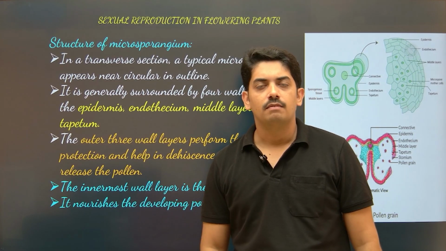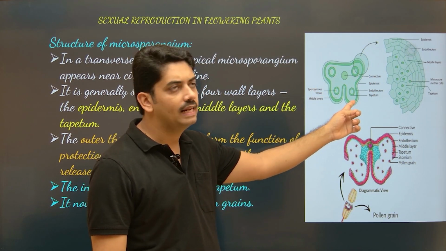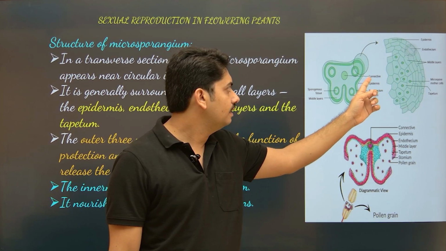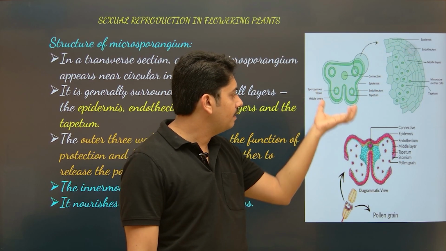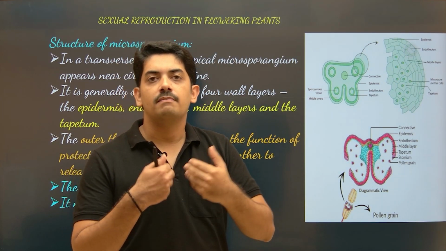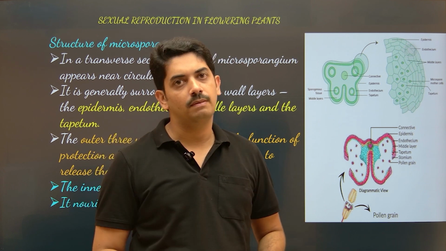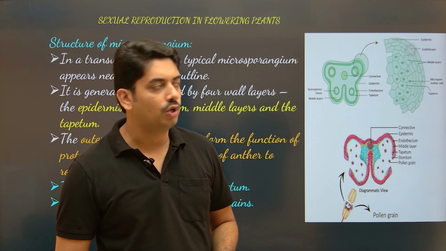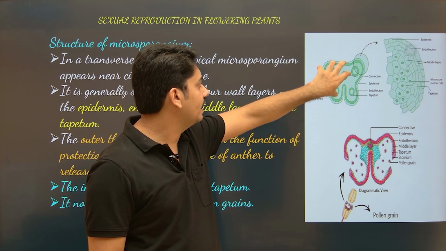Structure of the microsporangium. Just observe here, this is the generalized outline of the anther, and this is one part enlarged. Here you can see the same structure, but it is in the dehisced condition. That means after maturation, the wall of the anther will dehisce and help in release of the pollen grains to the outside environment. Now, this is the young anther.